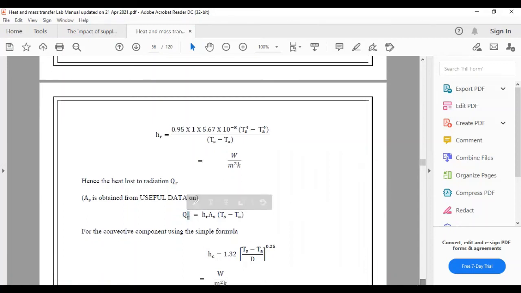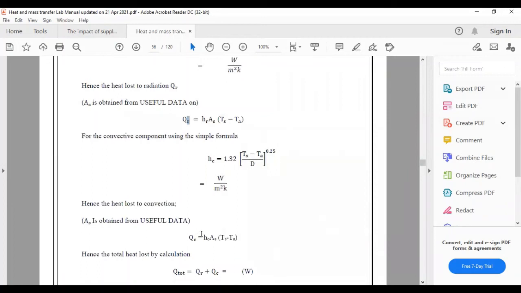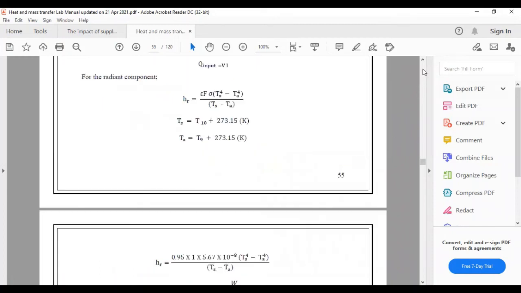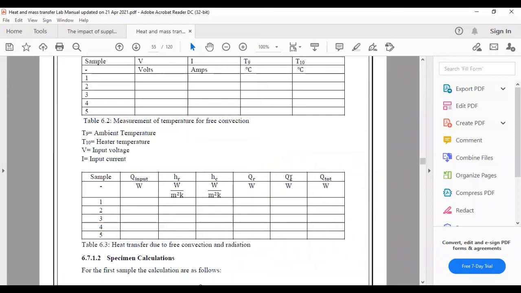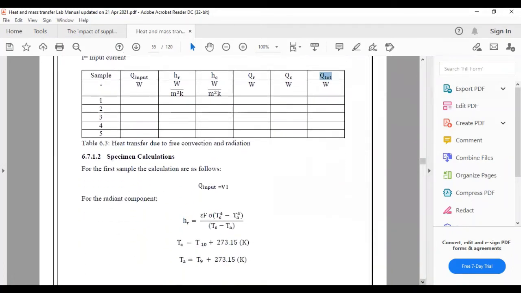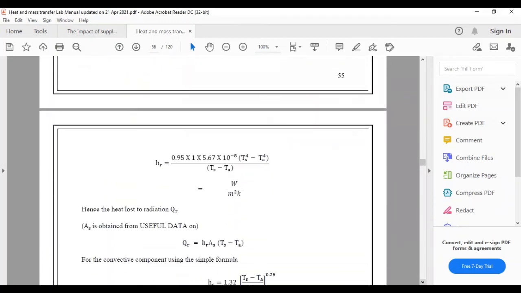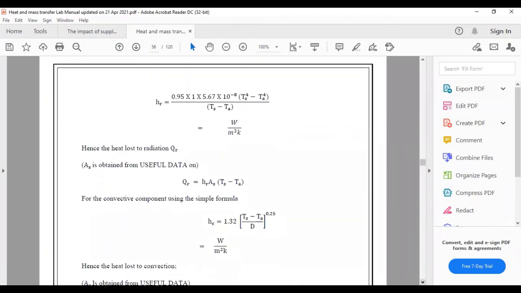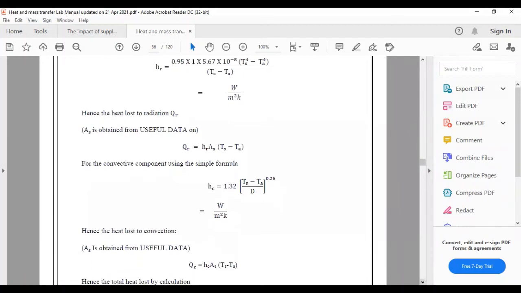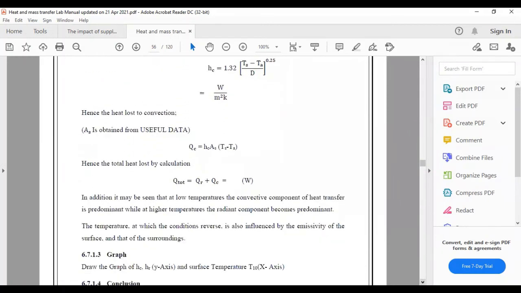So finally, now we have to calculate the QC. This is the formula, that is HC times As times Ts minus Ta. Again, we have calculated the value of HC, and the value of area is given. Ts and Ta we have measured. So we will get the values of QR and QC. When we add both of the values, we will get the total heat transfer due to convection and due to radiation. So that was our experiment, and the detail of how we calculate both convective and radiative heat transfer, and we add both of them to get the total heat transfer.